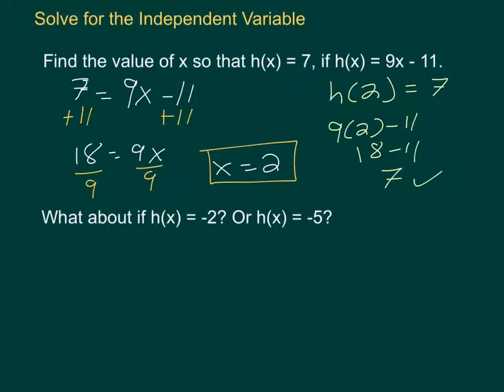Using the same function, I want you to now pause the video and try to do it for h of x equals -2, or h of x is -5. Do it for both, and then come back and see how you did. All right, let's take a look.